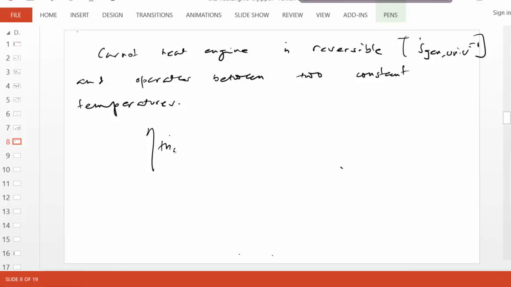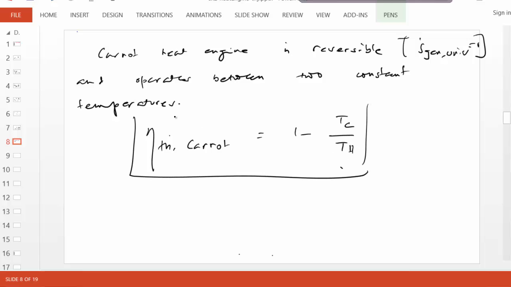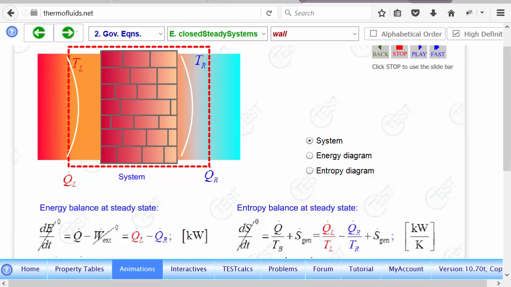So what is the thermal efficiency of a Carnot heat engine? 1 minus Tc over Th. You cannot afford to forget this formula. It's like E equals mc squared of thermodynamics. Such a simple, elegant result for such a complex problem. We don't even know yet how a heat engine operates, and yet we know what its thermal efficiency can be.